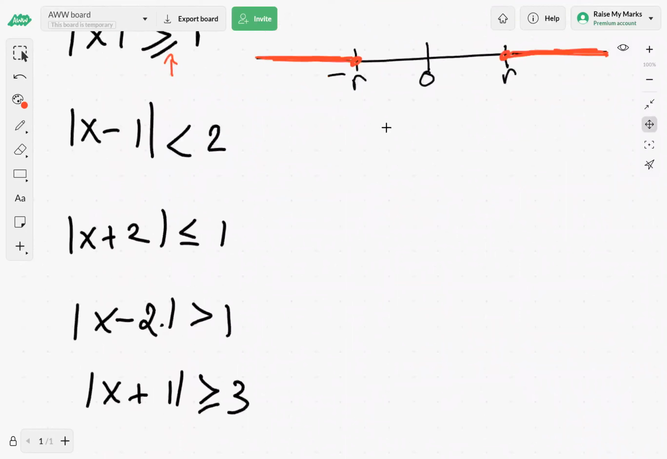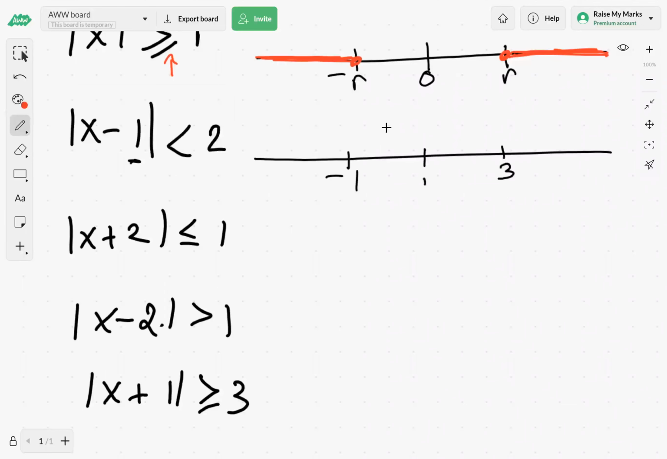Oh, we've got some more. Okay, so these are interesting. Again, a number line. This time, within the absolute value, we have x minus or x plus something. So this means our number line is centered, not at 0, but at a different value. So in this case, our number line is centered at 1. So now we consider 2 units greater than 1 and 2 units less than 1.